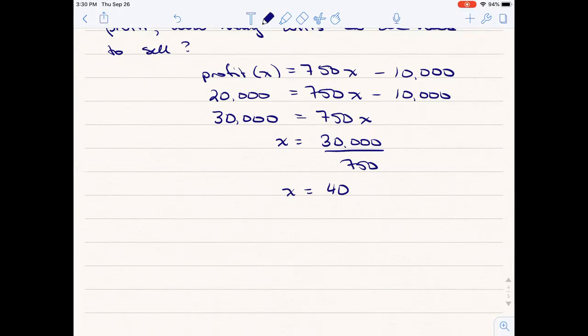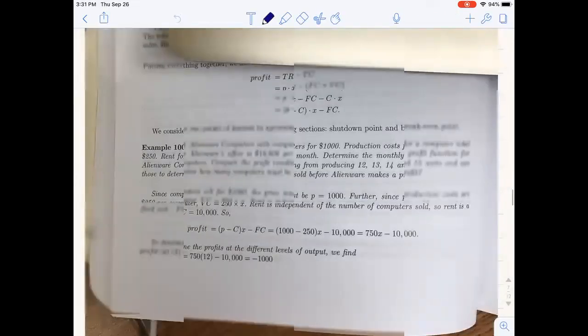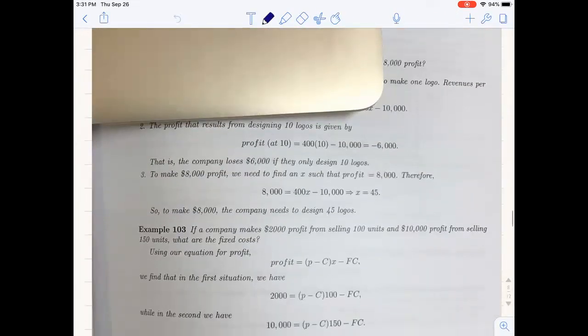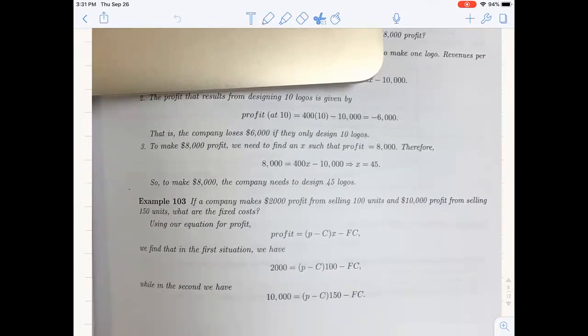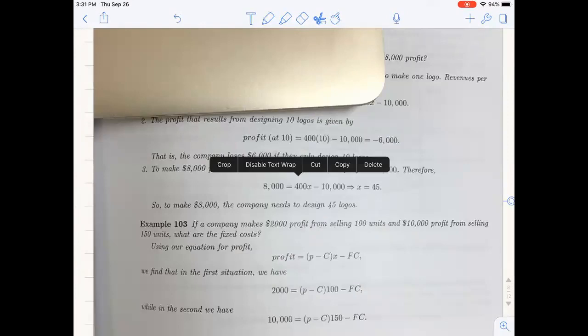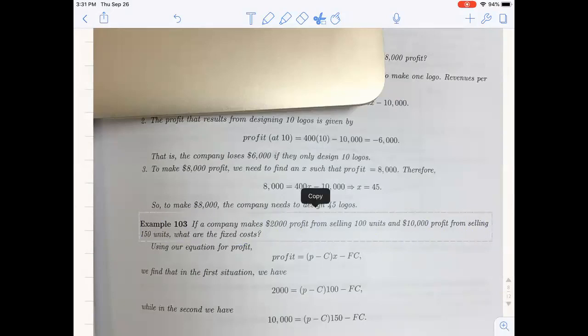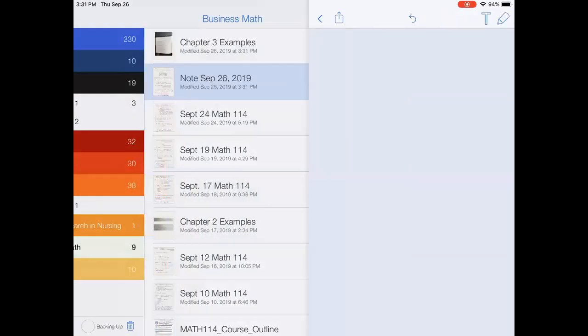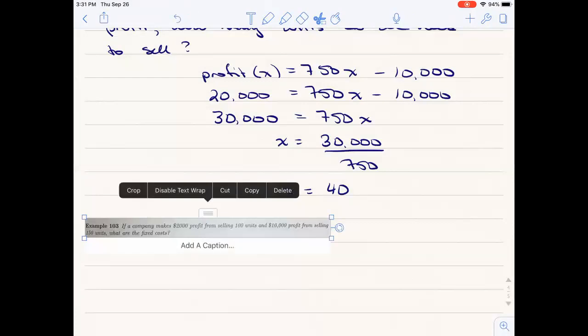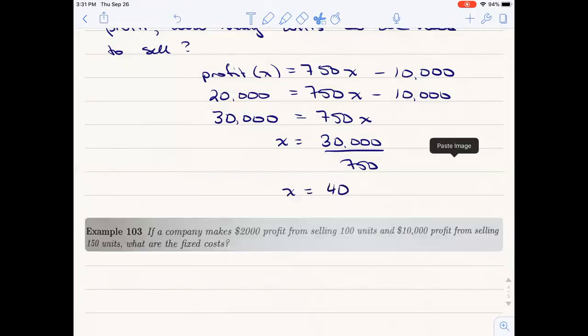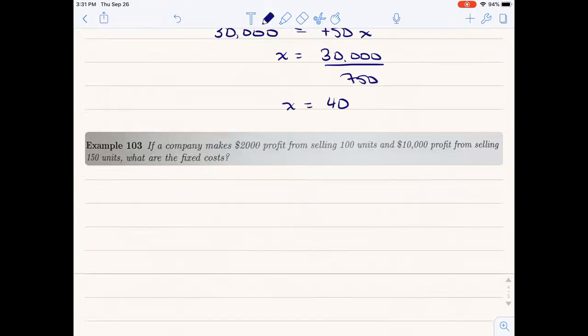Any questions about that one? No? Let's do another one. This one's a bit of a thinker, example 103. And there's lots of ways that you can go about and do it. But if you arrive at the same answer, then you did it.